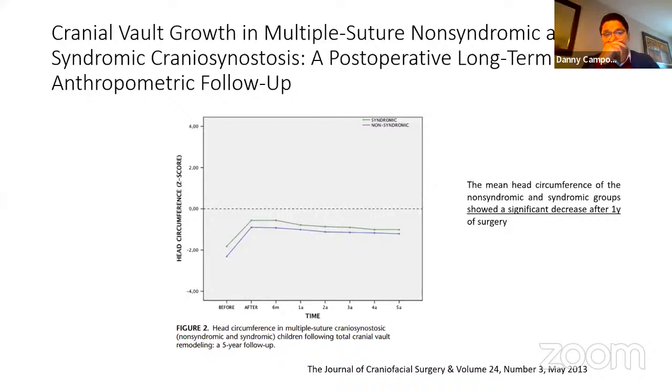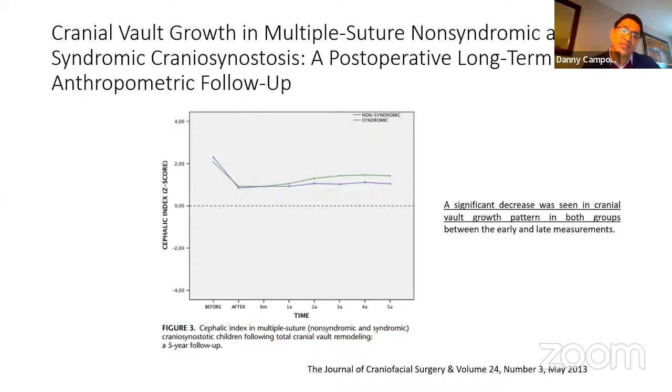This paper showed a very interesting point. This is a long-term anthropometric follow-up in patients with non-syndromic and syndromic craniosynostosis. As you see, after surgery, head circumference is better in the next few months. But after 1 year of surgery, syndromic and non-syndromic patients show a significant decrease in head circumference. In the same way for cephalic index, after 1 year of surgery, a significant decrease was seen in the cranial growth pattern.